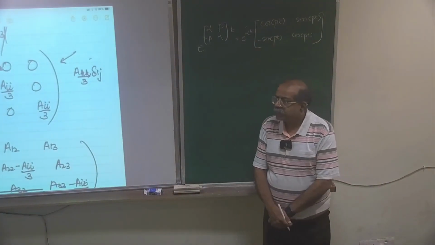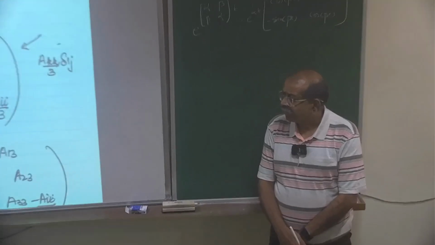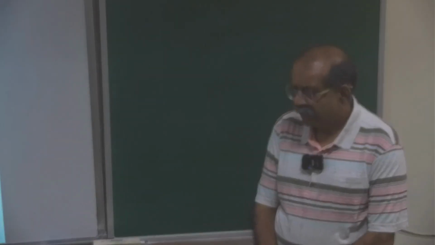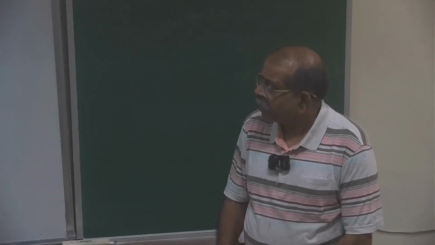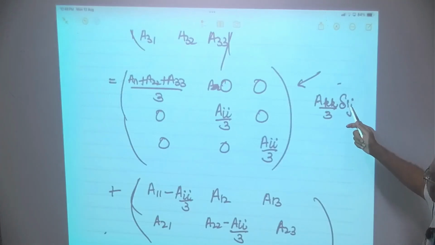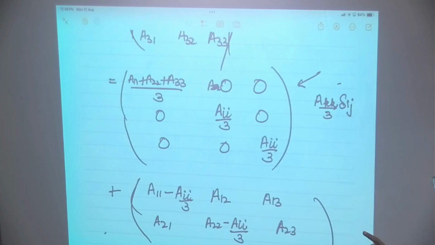Sir, I have a doubt. You have written AKK delta ij. Even if we do ij, delta 12 will be 0. Yeah, so delta 12 is 0, so this component is 0. So even if we use ij, then it will be the same. No, ij means what? 2 and 3, 3. No, if I put i equal to j.